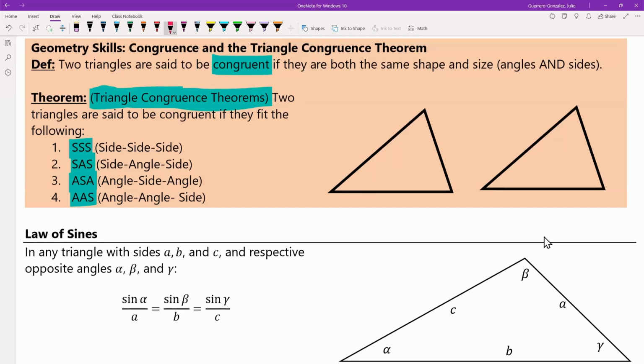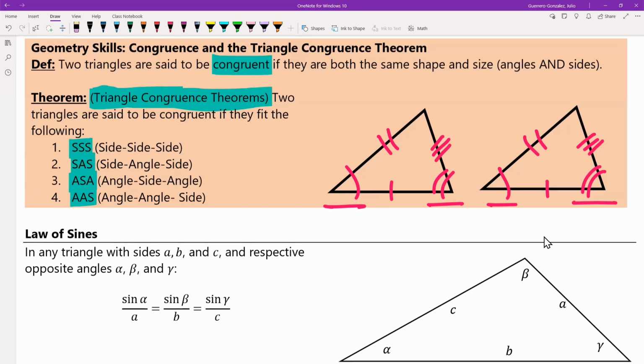Last one, angle, side, angle. So for example, angle, side, angle. There's no possible way that this third angle is not uniquely determined already. And because of these two angles down here, this one and this one, there's no possible way that these lengths are going to be any different. There's no way we can draw them without these being the same.